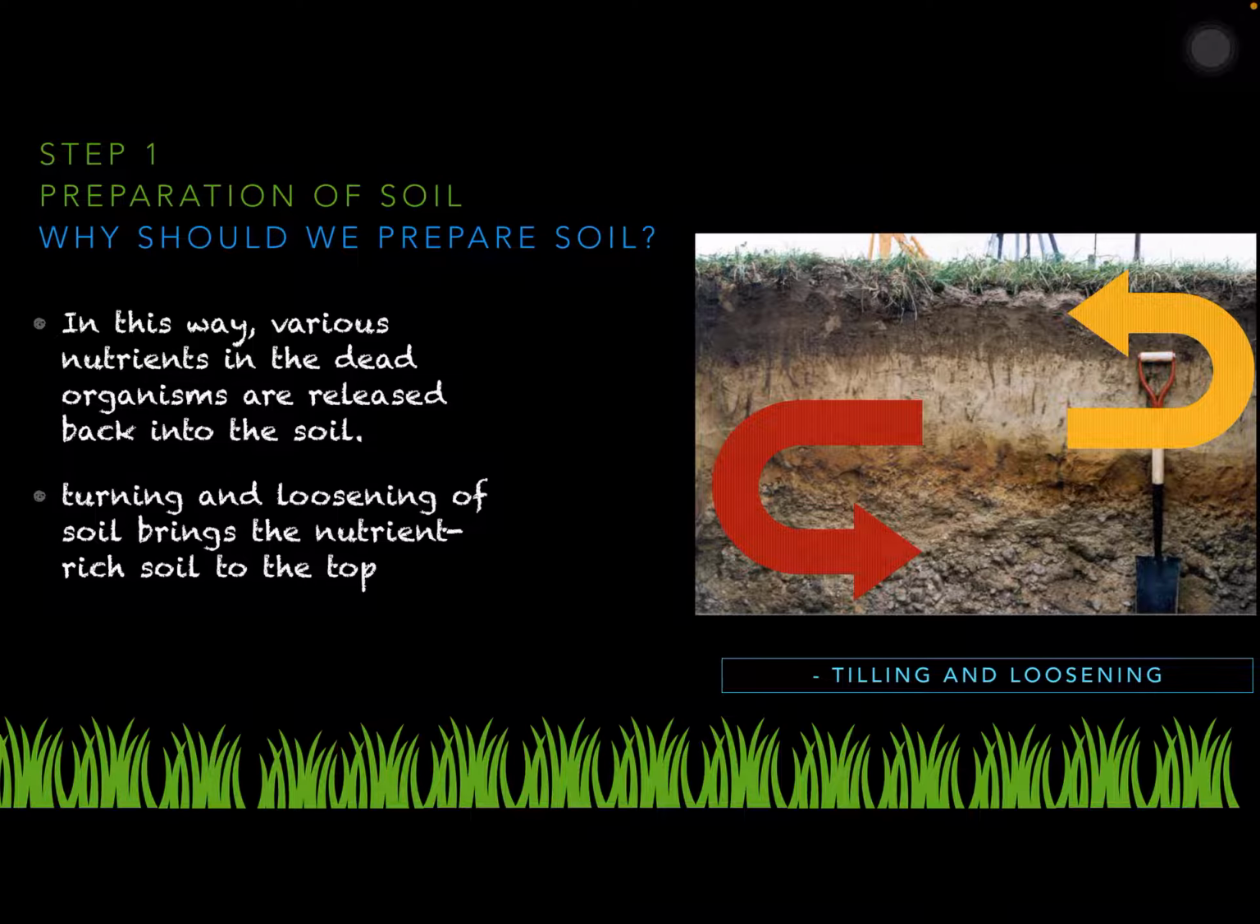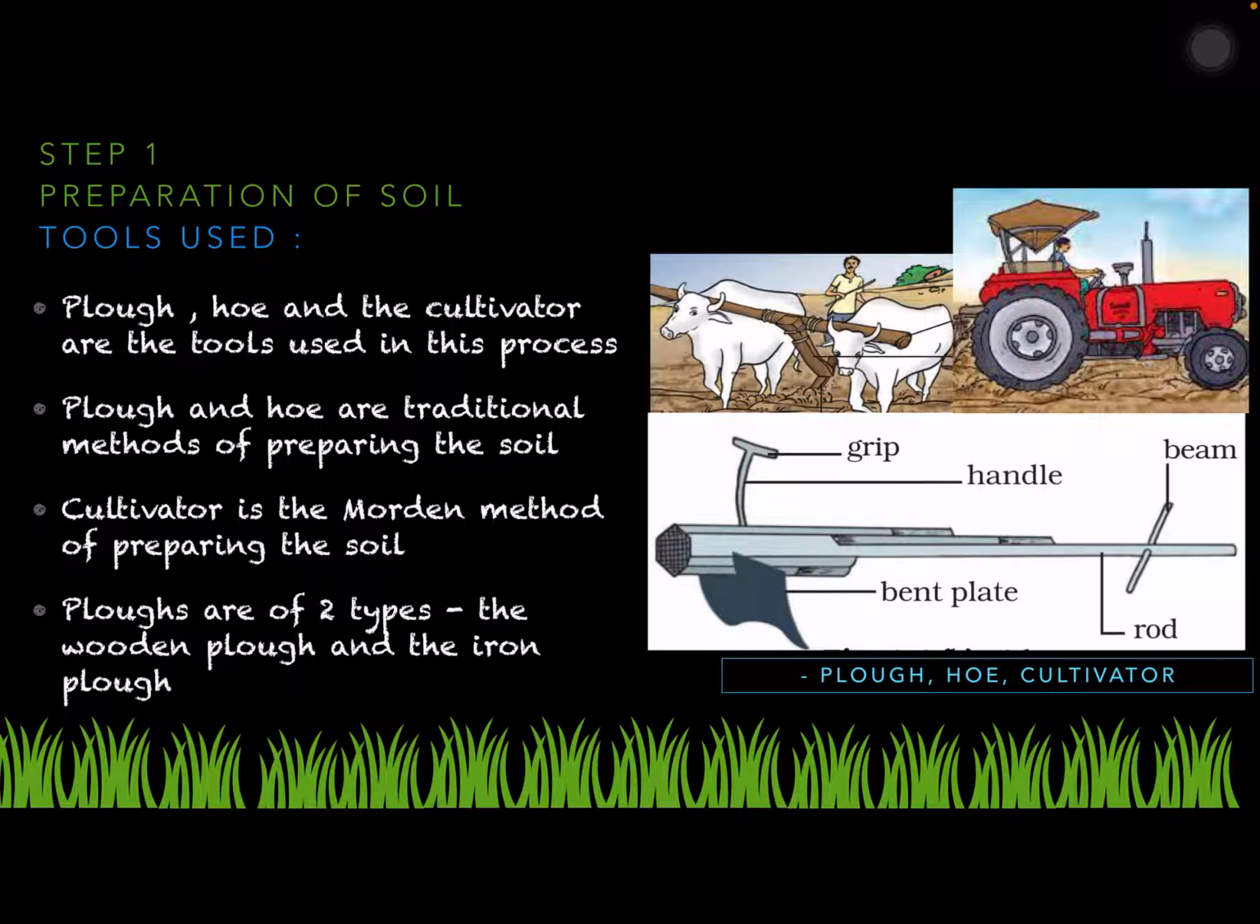So we know we are going to prepare the soil for growing the crops. How can we prepare? Can we just prepare the soil with our hands or with our legs? No. We use many tools to carry out this process. The tools we use to prepare the soil are generally plow, hoe, and the cultivator.